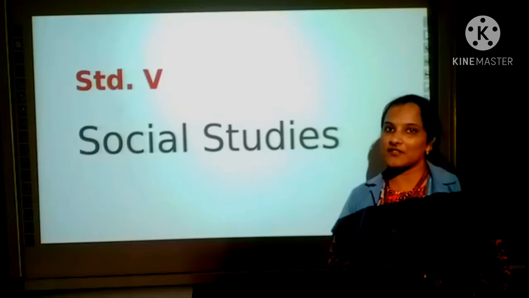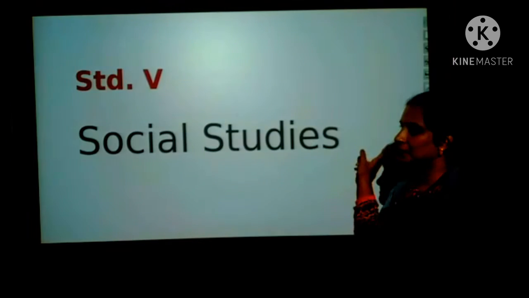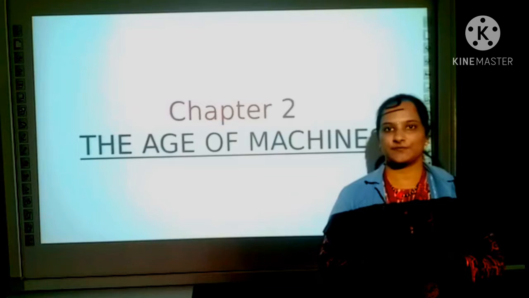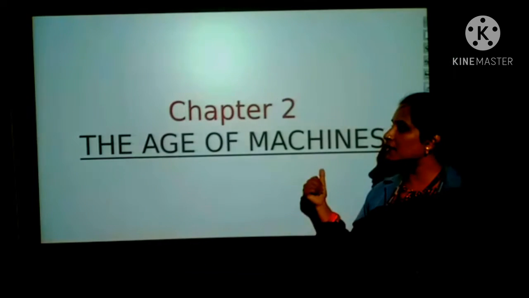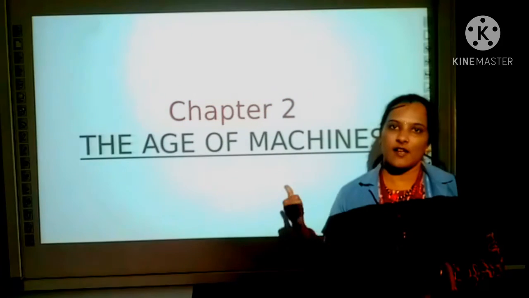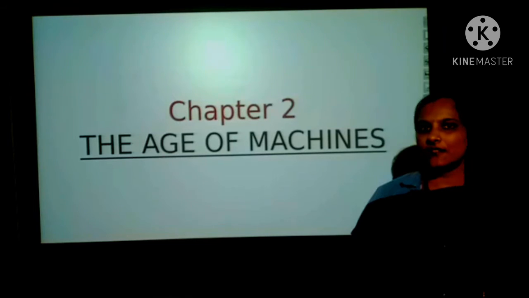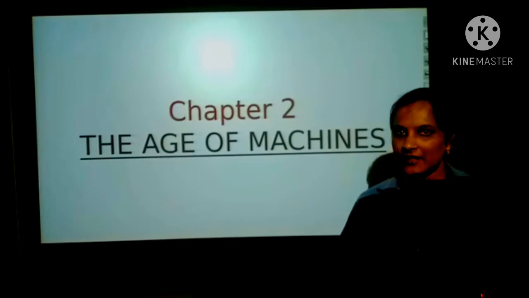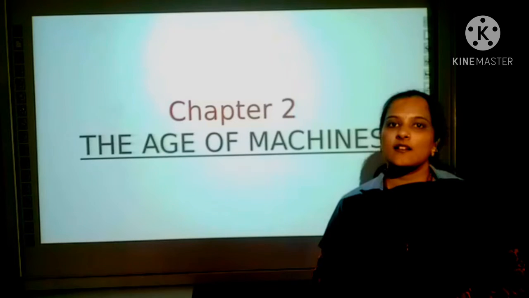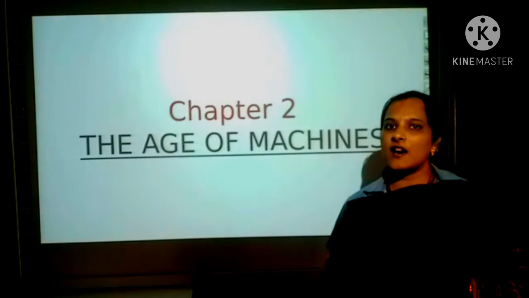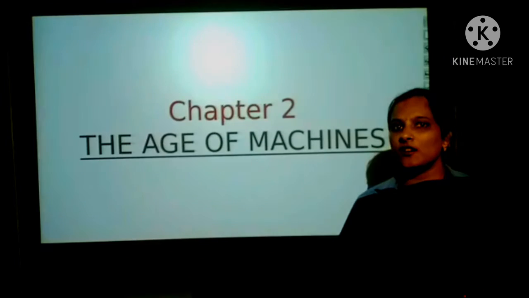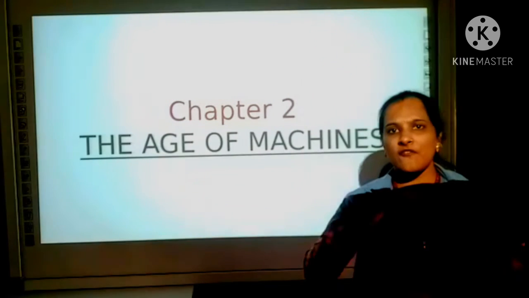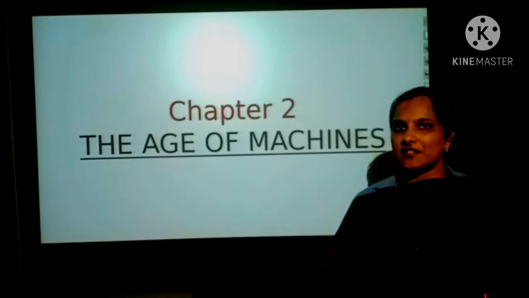My dear students, today we are going to start the second chapter of our syllabus, which deals with our daily life schedule. The chapter's name is the Age of Machines. And which age is called the Age of Machines? This era. The era in which we are living is called the Age of Machines. The reason for it is that our life is completely dependent on machines. From the time you wake up till you sleep, and after sleeping also, you are using machines.